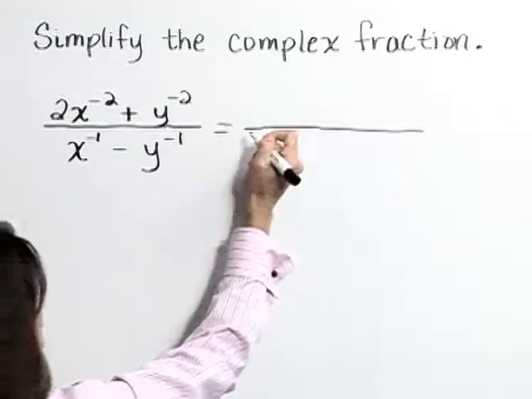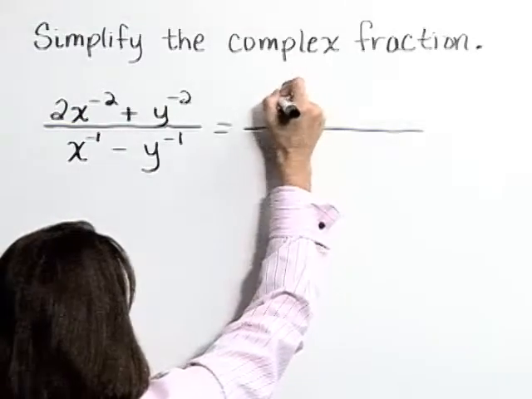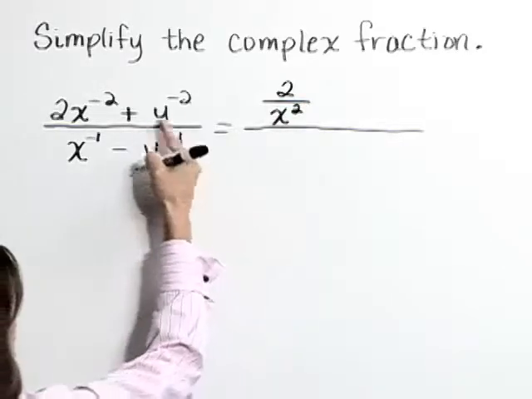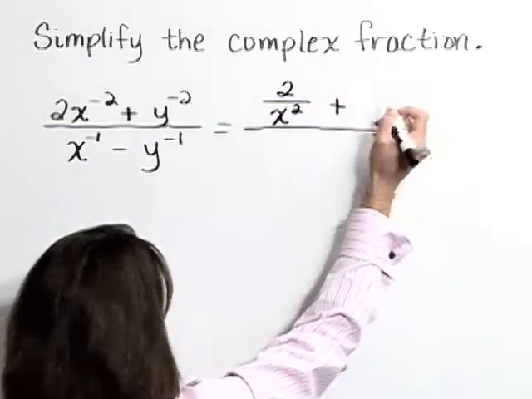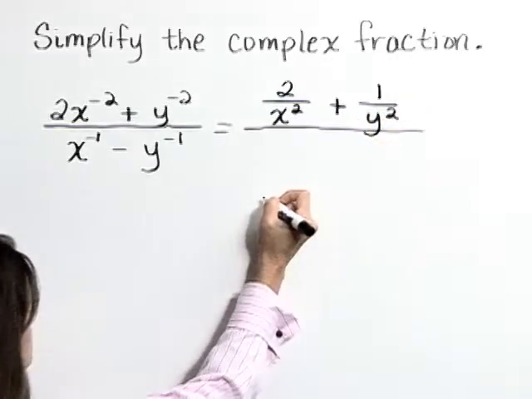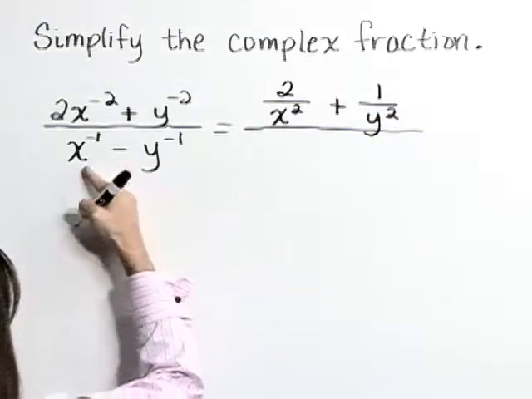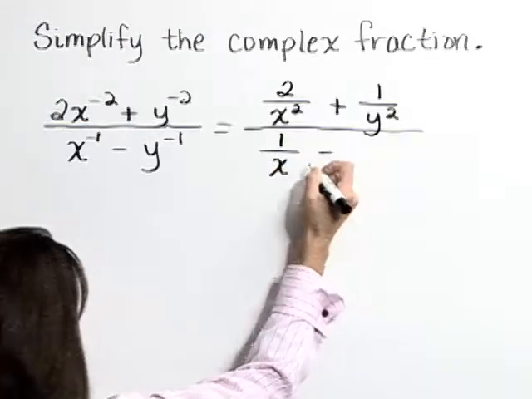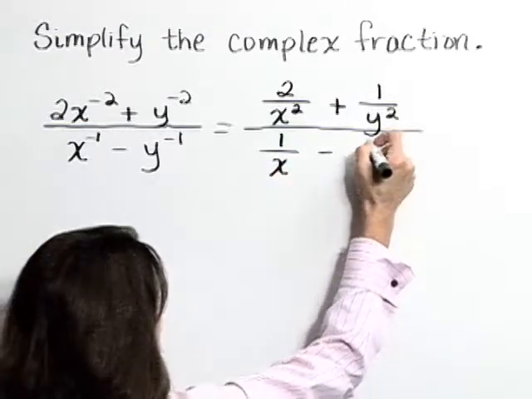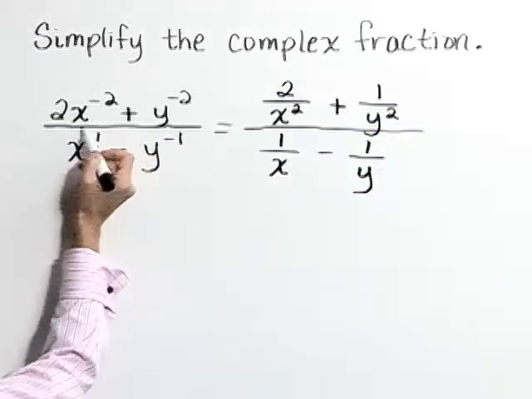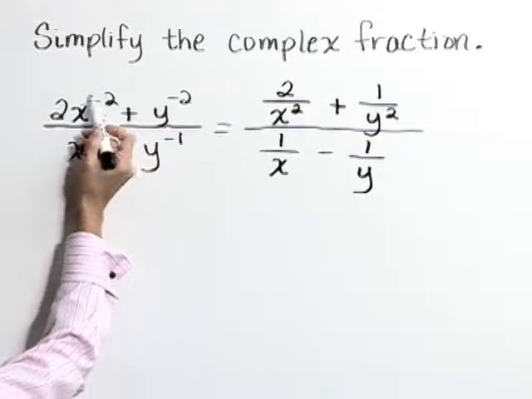So this first term in the numerator, write as 2 over x squared. Our second term in the numerator is 1 over y squared. Down to the denominator, x to the negative 1 is 1 over x minus y to the negative 1, which is 1 over y.